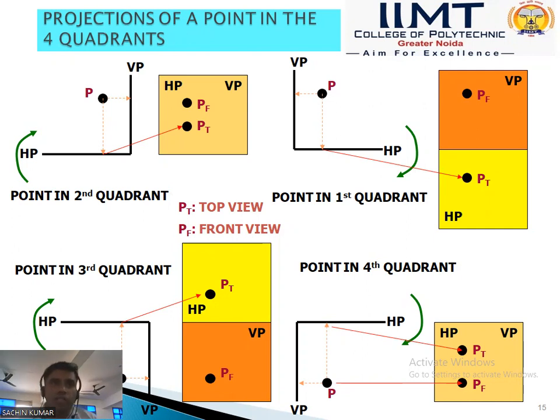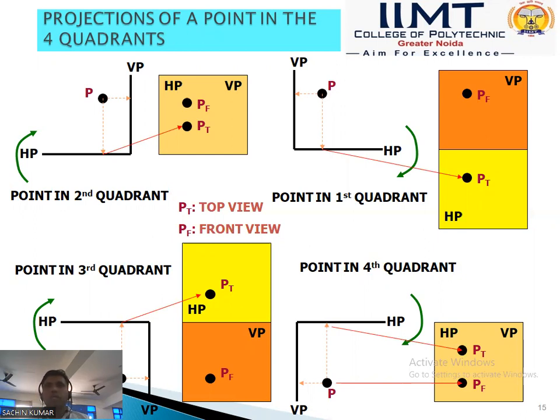In the case of the second quadrant system, the point is above the HP and behind the VP. If we rotate the HP plane by 90 degrees, then we see the front view and top view are always above the XY line. In the case of the third quadrant system, the point lies below the HP and behind the VP. If we rotate the HP plane 90 degrees, then the front view always goes below the XY line and the top view goes above the XY line. If any point lies in the fourth quadrant system, the front view goes to the vertical plane and the top view goes to the horizontal plane, so the front view and top view are both below the XY line.